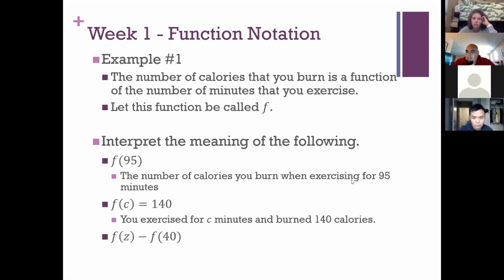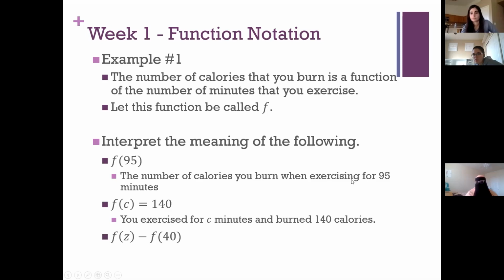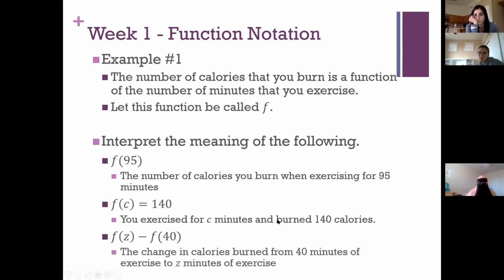The number of calories burned for an unknown amount of minutes minus the number of calories burned for 40 minutes. Okay, right. Thank you. So I've burned some amount of calories after an unknown Z minutes. I've burned some amount of calories after 40 minutes, and I'm basically taking that change between them. So the change in calories burned from 40 minutes of exercise to Z minutes of exercise.